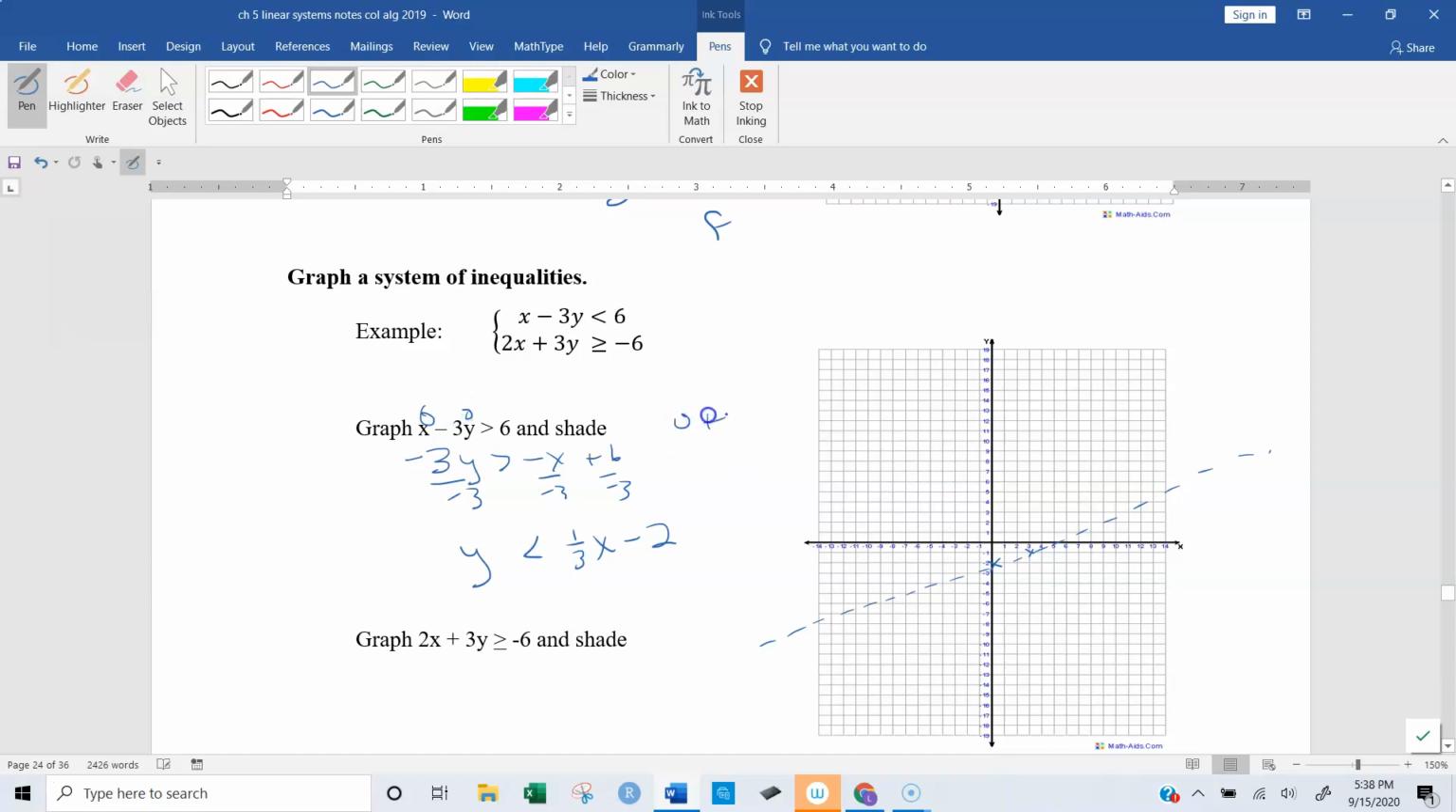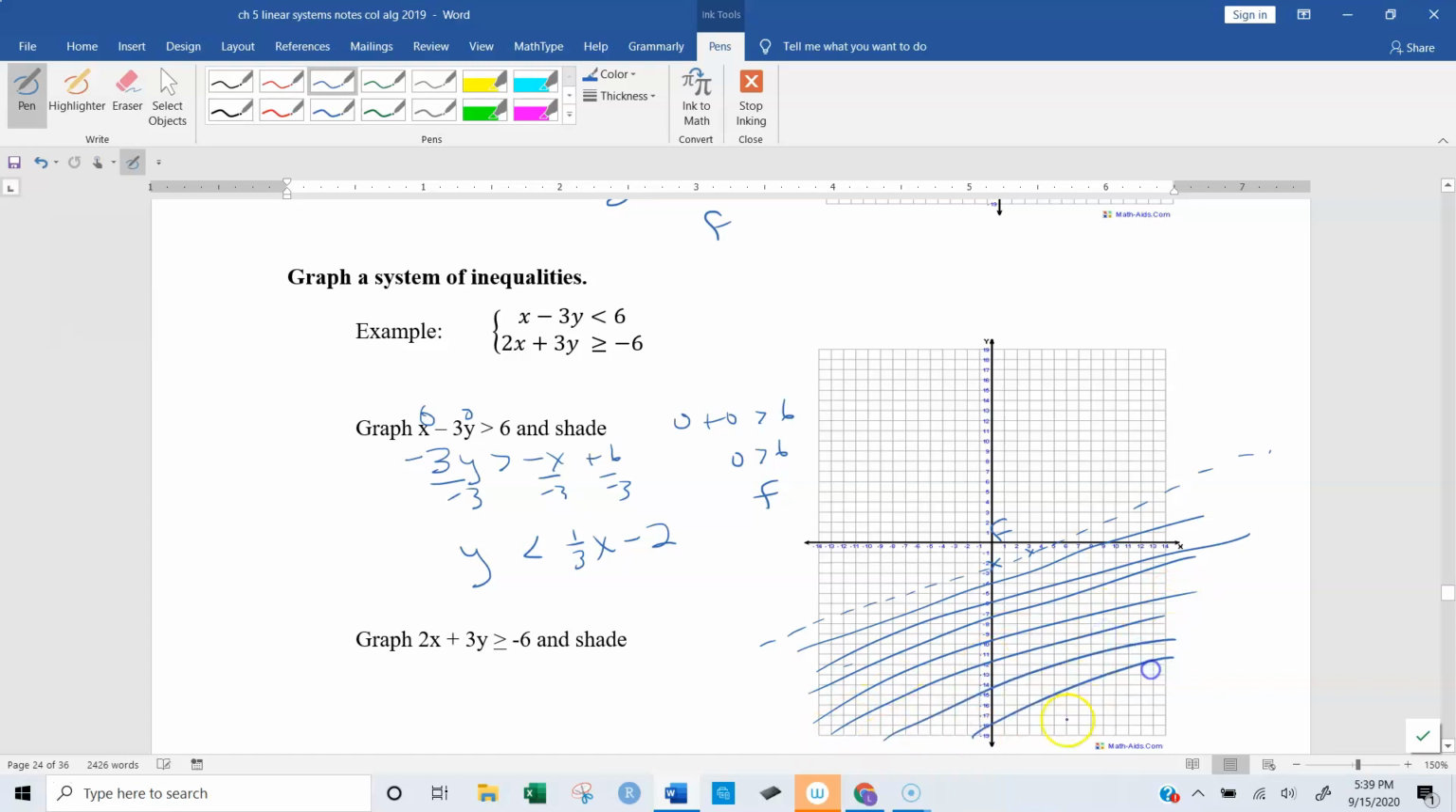Okay, let's plug in 0, 0 here and here. So is 0 plus 0 greater than 6? Is 0 greater than 6? This is a false statement. So this side is false. So we're shading this side right here. All of this is shaded. And I'm going to put hash marks going this way so it's easier to see. Okay, now I'm going to do my second line in another color. Usually pretty helpful. So if you have two colors, I would suggest doing so.